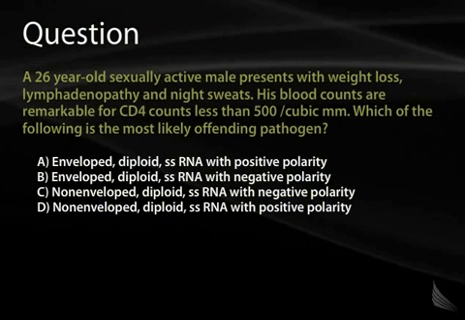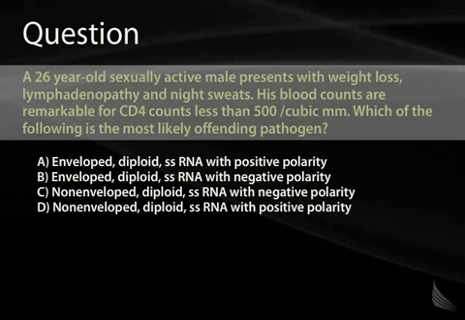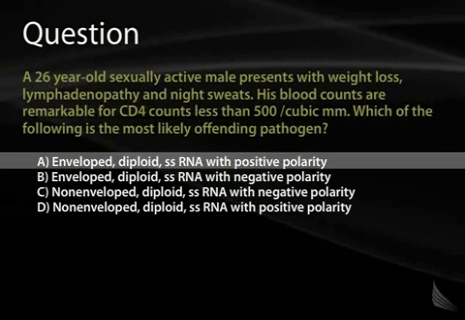Next question. A 26-year-old sexually active male presents with weight loss, lymphadenopathy, and night sweats. His blood counts are remarkable for CD4 counts less than 500. Which of the following is the most likely offending pathogen? So we have somebody who's immunocompromised, and they've got weight loss, lymphadenopathy, and night sweats. So you worry about somebody who has acute HIV, which is an enveloped, diploid, single-stranded mRNA virus with positive polarity.